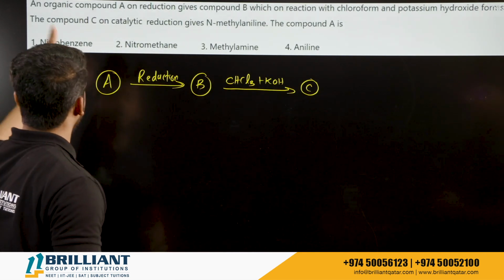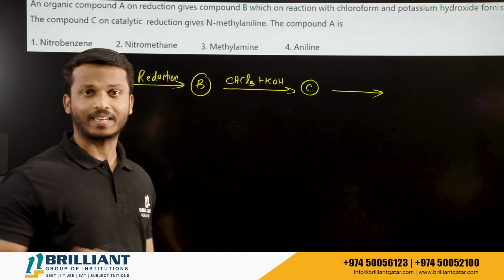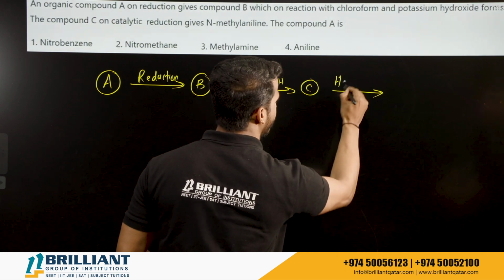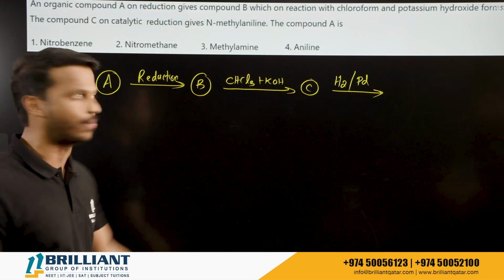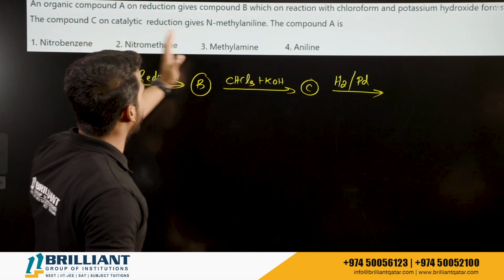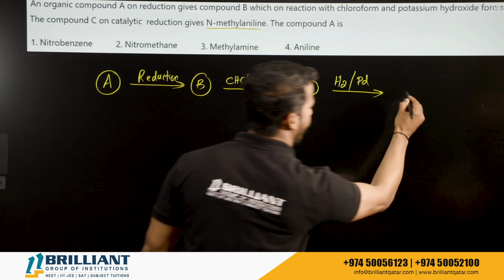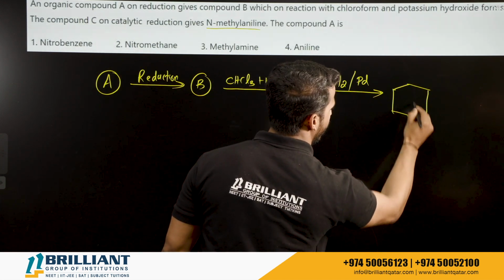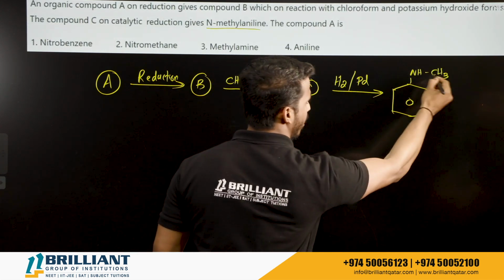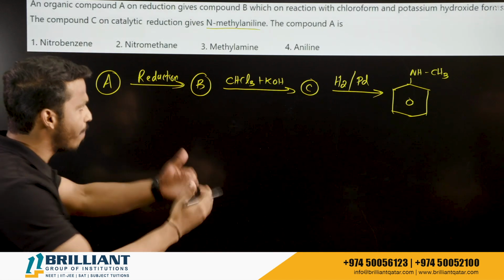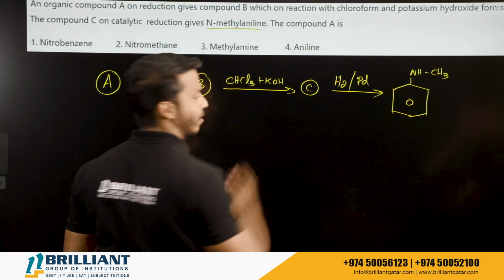And the compound C on catalytic reduction, what do you mean by catalytic reduction? Catalytic reduction means the addition of hydrogen in the presence of a catalyst, palladium, nickel, something. And it gives N-methyl aniline. What is the structure of N-methyl aniline? Dear all of you, here we have the compound aniline with a CH3 group. This is called N-methyl aniline. So let's make a back calculation here. So this is N-methyl aniline on reduction.